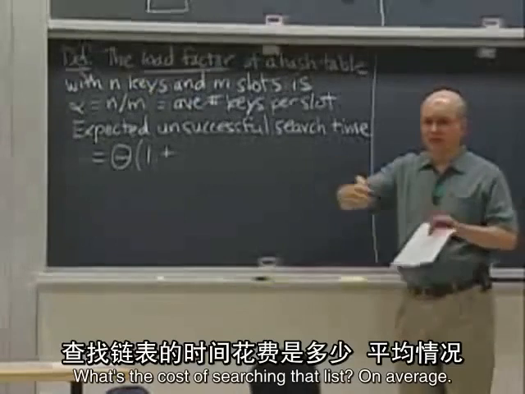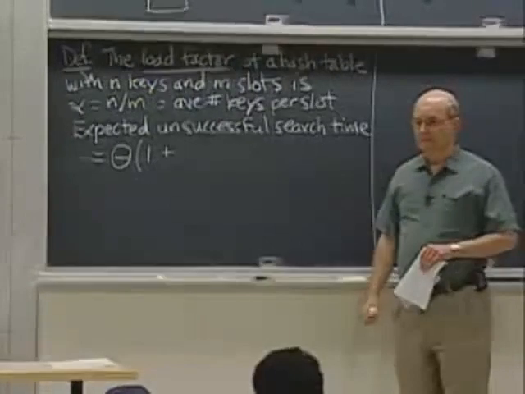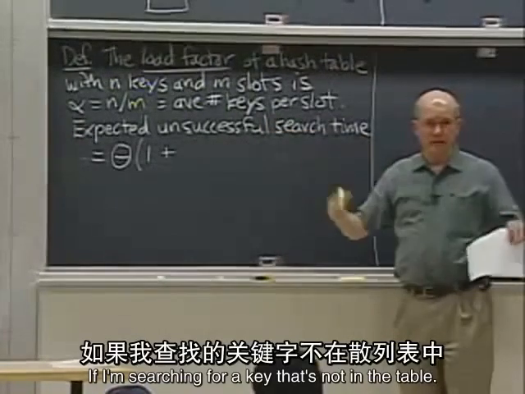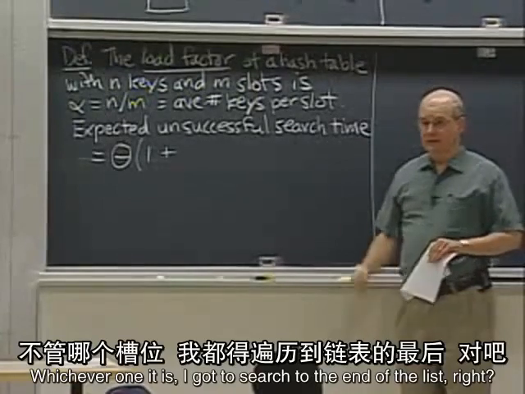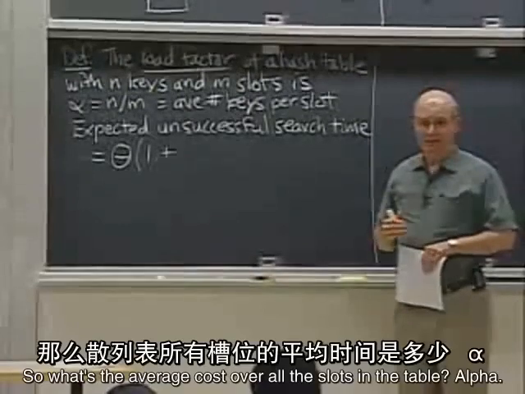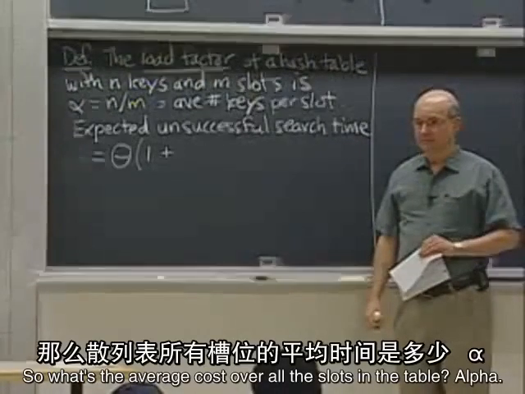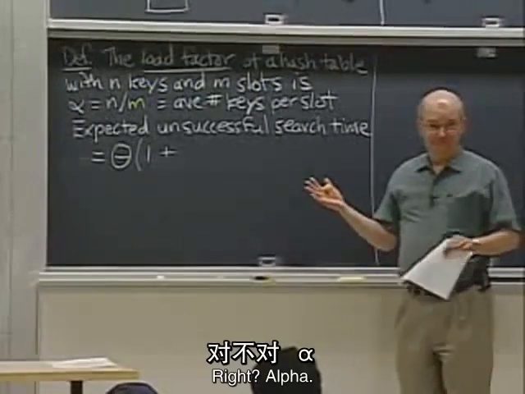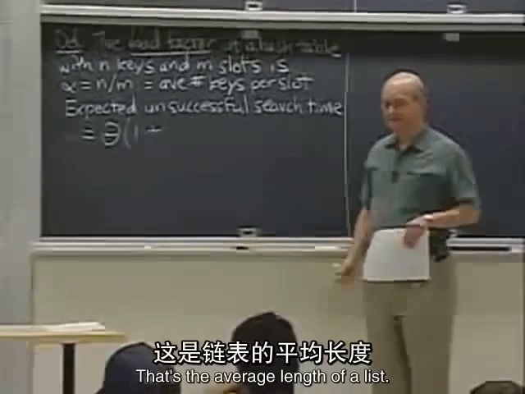What's the cost of searching that list on average if I'm searching at random, for a key that's not in the table? Whichever slot it is, I have to search to the end of the list, right? So what's the average cost over all the slots in the table? Alpha. That's the average length of a list.